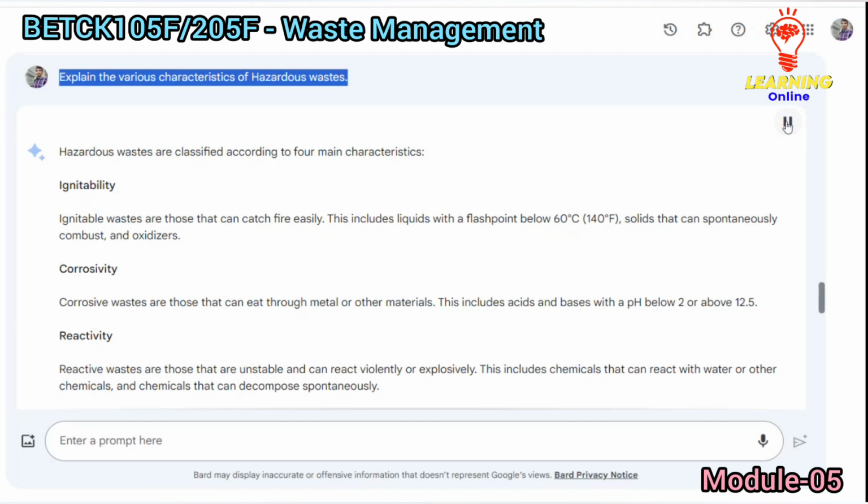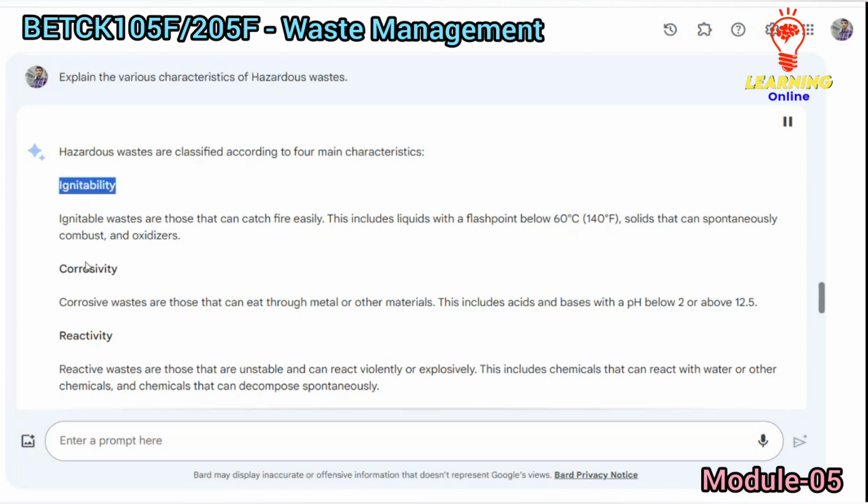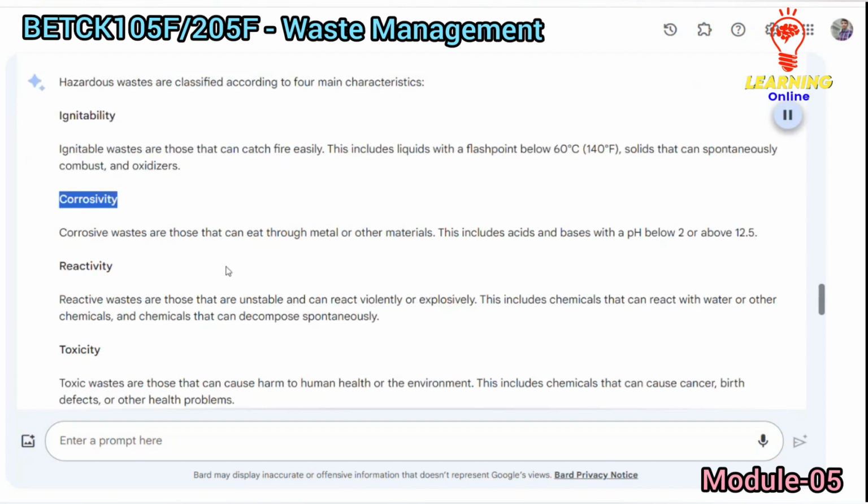Hazardous wastes are classified according to four main characteristics. Ignitability. Ignitable wastes are those that can catch fire easily. This includes liquids with a flash point below 60 degrees Celsius, 140 degrees Fahrenheit, solids that can spontaneously combust, and oxidizers. Corrosivity. Corrosive wastes are those that can eat through metal or other materials.